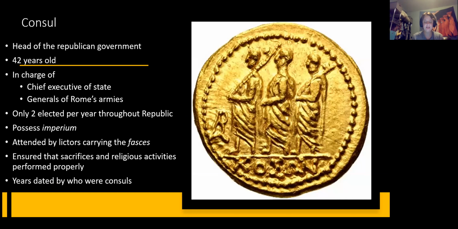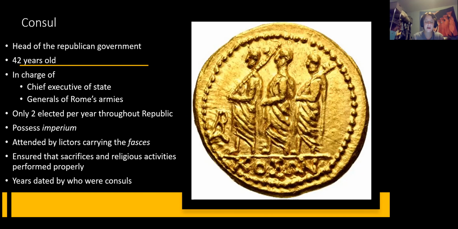In addition to being the chief executive of the state, these men were also the generals of Rome's armies. Only 2 were elected each year, and that number never changed. They also possessed the consular veto, which meant that one consul could veto the other, taking turns by year. They too held imperium and were attended by lictors. The coin on your screen shows a consul attended by 2 of his lictors.